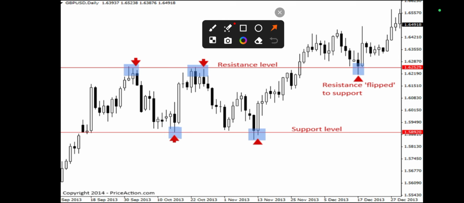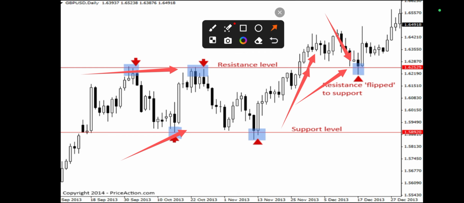As we have it here, you can see that this is an example where the resistance turned to a support. You can see what market did. It initially went up, went down, went up, went down, maintained this resistance line and this support. Then we had a strong push to the upside. It broke the resistance and came back down to use the resistance as support.